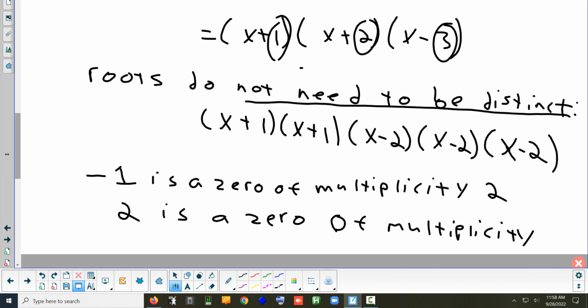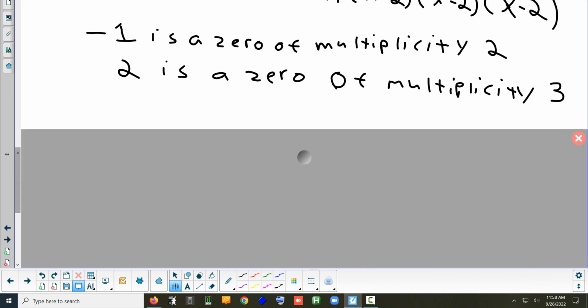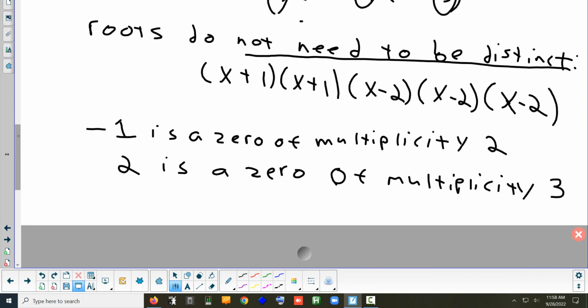So in this case, -1 is a root of multiplicity 2. And that just means it repeats 2 times. And 2 is a root of multiplicity 3. Multiplicity is how many times it repeats itself. Questions on that?